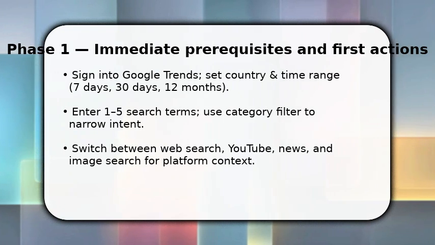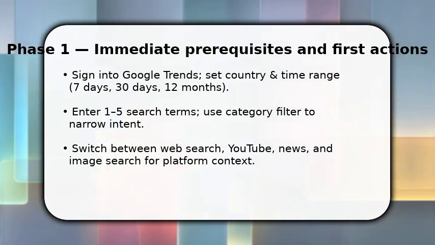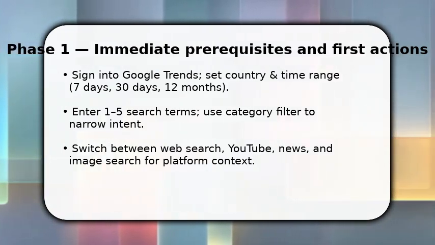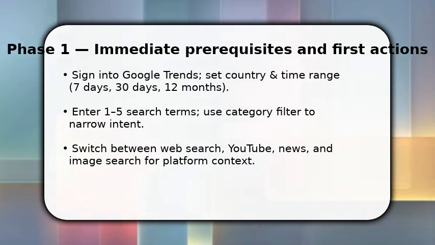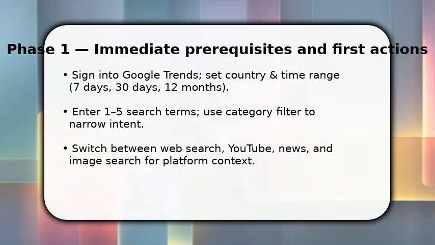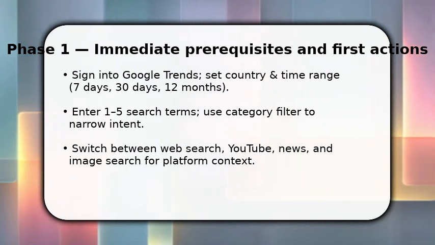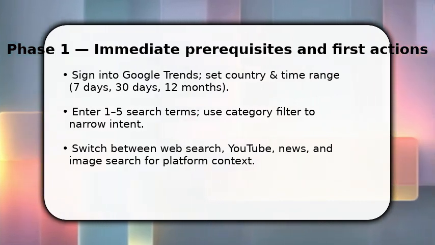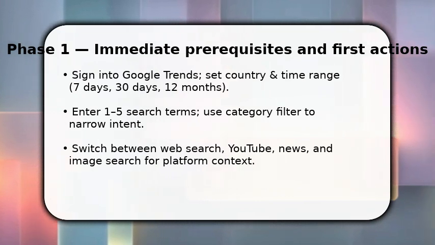You begin by opening Google Trends and choosing the correct location and time frame. This immediately focuses results. Next, type 1 to 5 candidate topics and pick a category to remove noise. Once done, toggle search type, web, YouTube, news, images to see platform differences. Make sure to pin comparisons and note spikes.